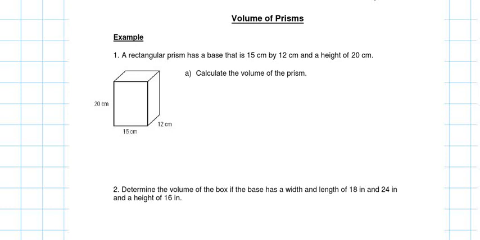An example of a rectangular prism could be a tissue box, right, or it could be your cupboard. That's a rectangular prism. So in this case, it's asking you to find the volume. A rectangular prism has a base that is 15 centimeters by 12 centimeters and a height of 20. Calculate the volume of the prism.